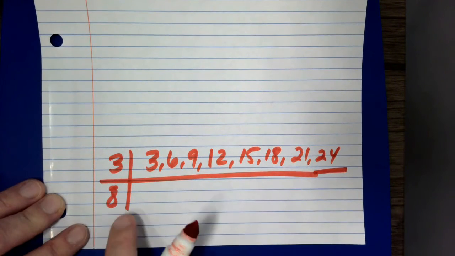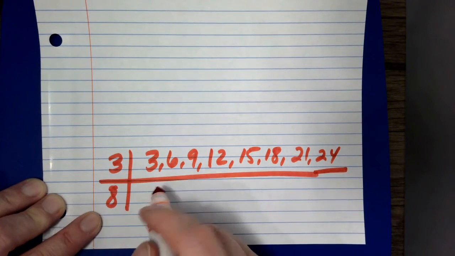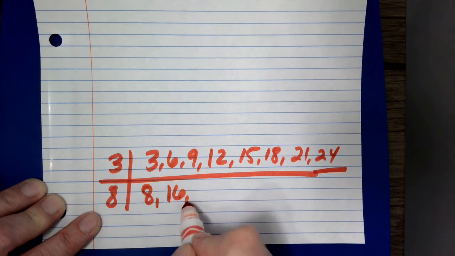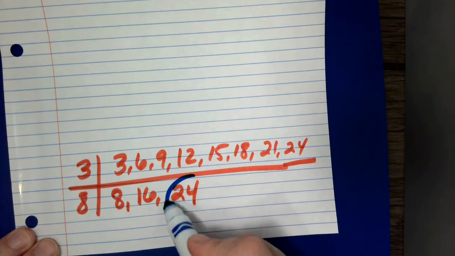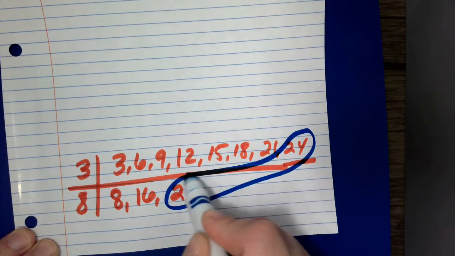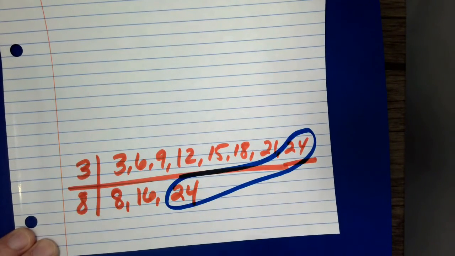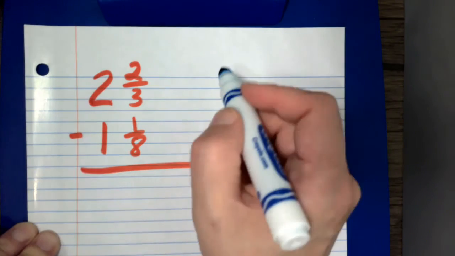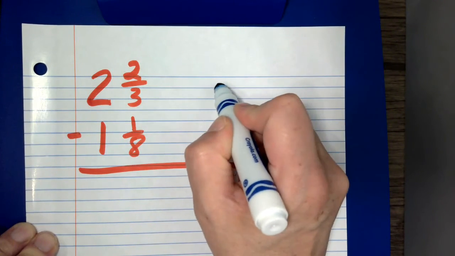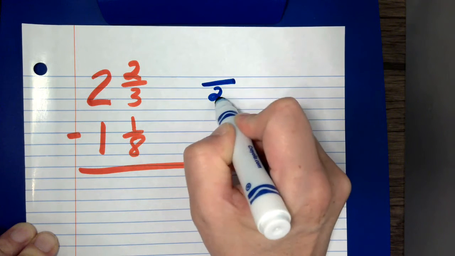Hopefully I don't have to go too much farther. The multiples of 8, we have 8, 16, 24. Oh, I just found my magic number. So 24 is the least common multiple between 3 and 8. And actually 3 times 8 is 24, so that works too. So I'm going to rename this 2/3 into a fraction that has the denominator of 24.